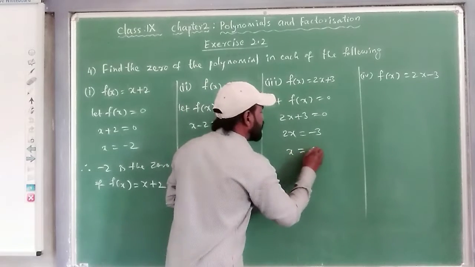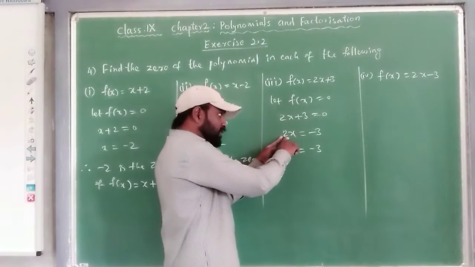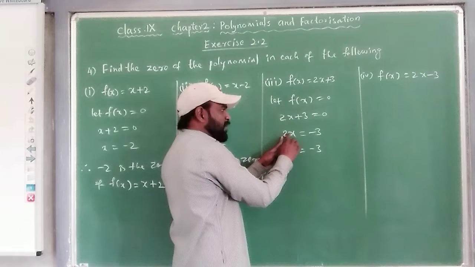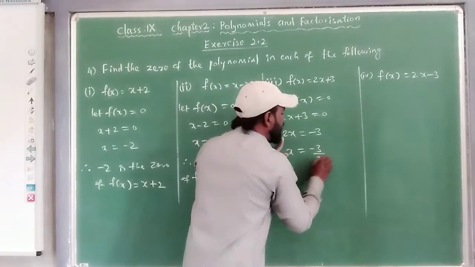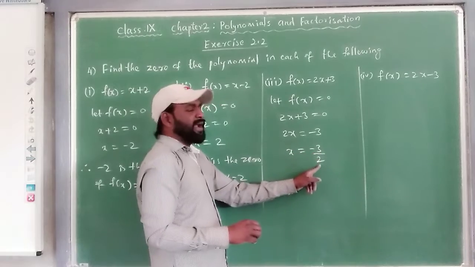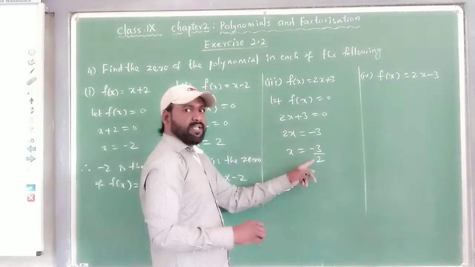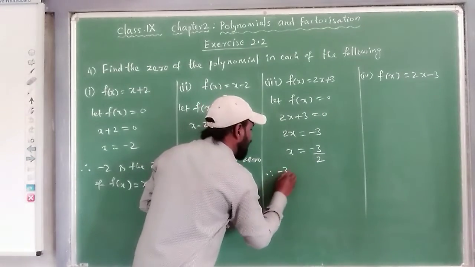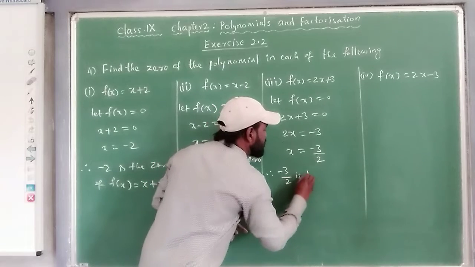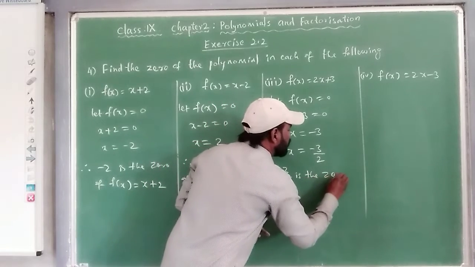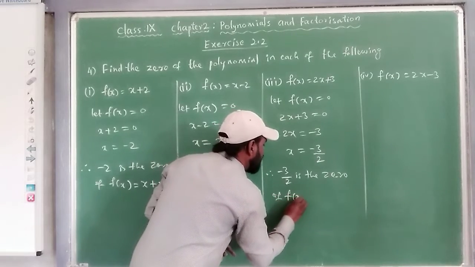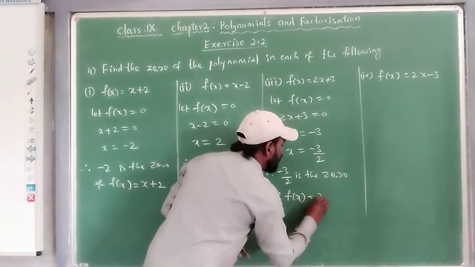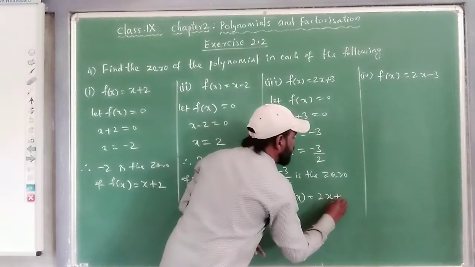So x is equal to, here already minus 3 is there. This 2, when you transpose that side, here between 2 and x is multiplication. When it goes that side, it will become the denominator. So x is equal to minus 3 by 2. This is the zero. Therefore, minus 3 by 2 is the zero of the given polynomial f of x is equal to 2x plus 3. That's all.